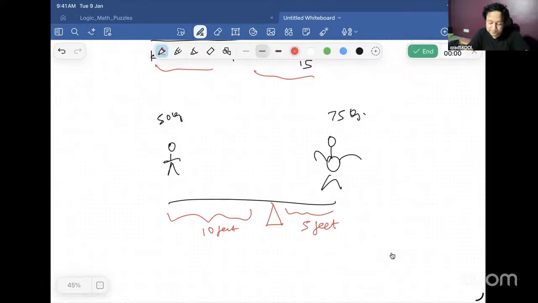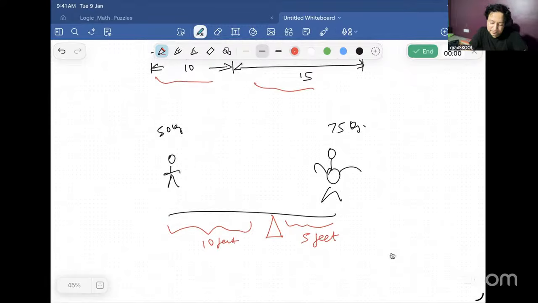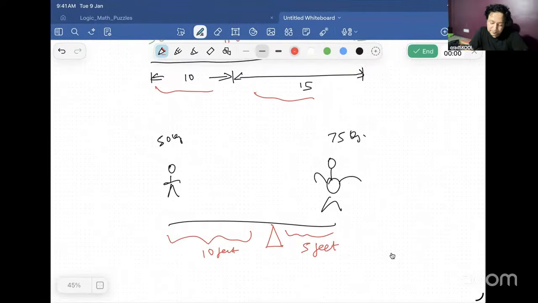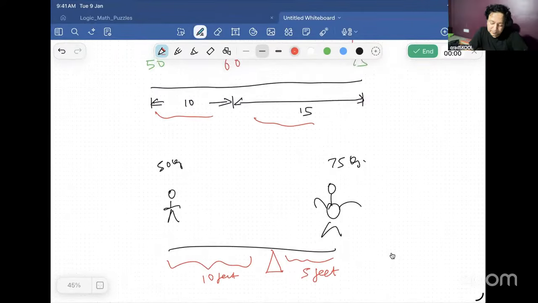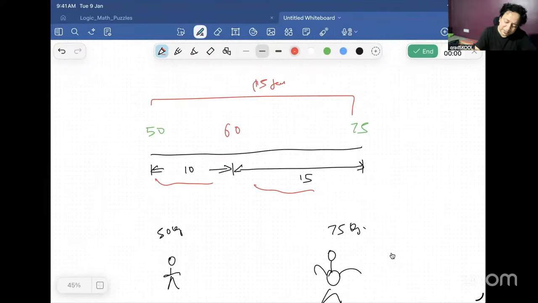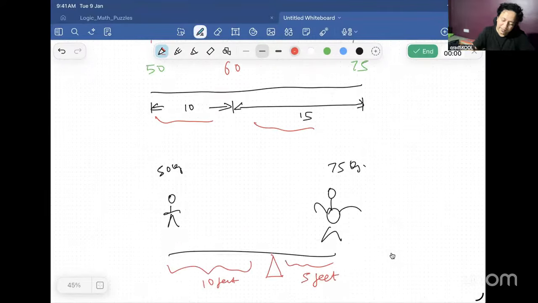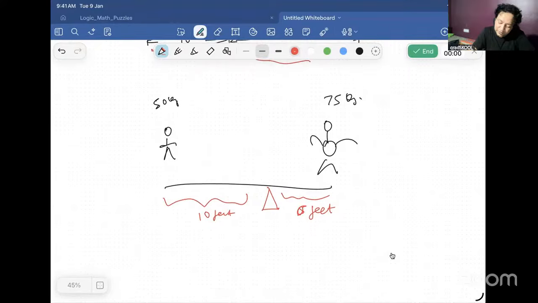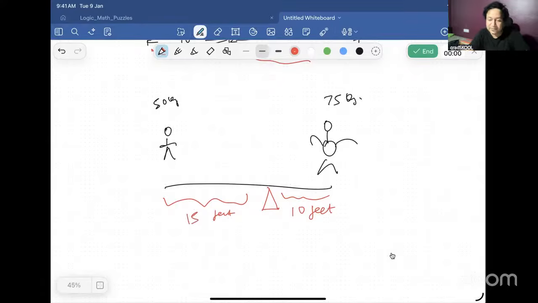Is that right? Do you understand that? I'm saying it the wrong way around. It can't be 15 feet, I have to keep 25. Okay, now it makes sense. So here I want it to be 10 feet. Here I would want it to be 15 feet. Would that make sense?